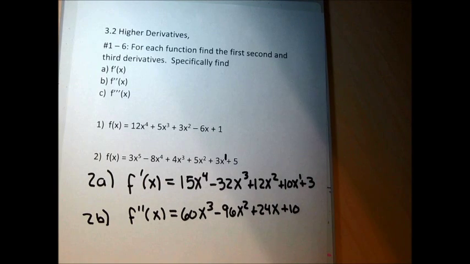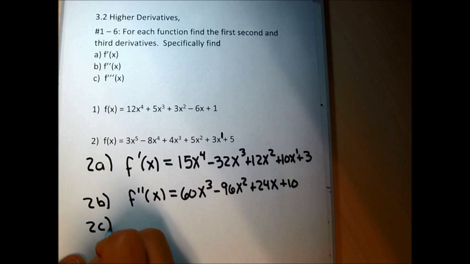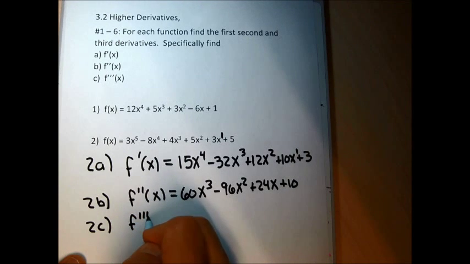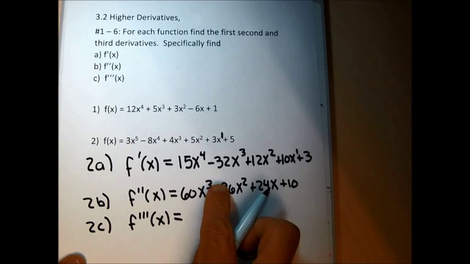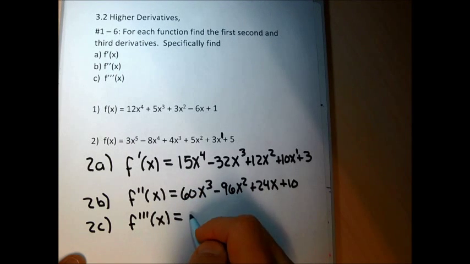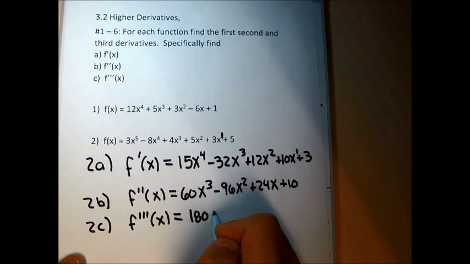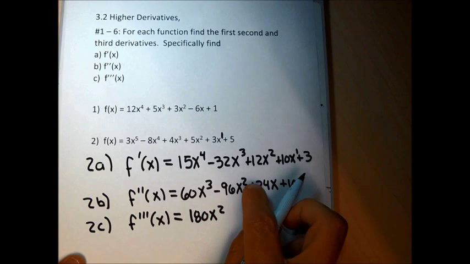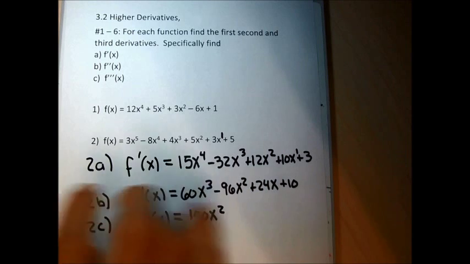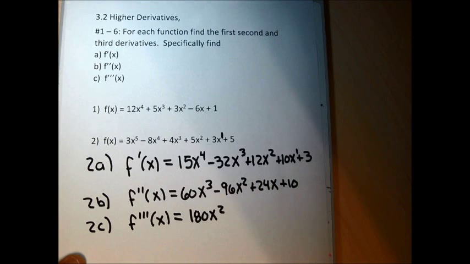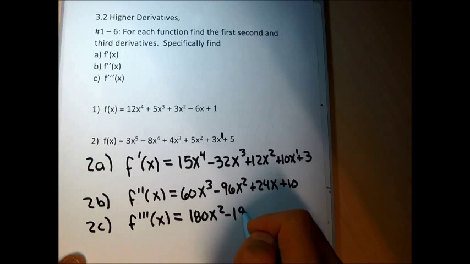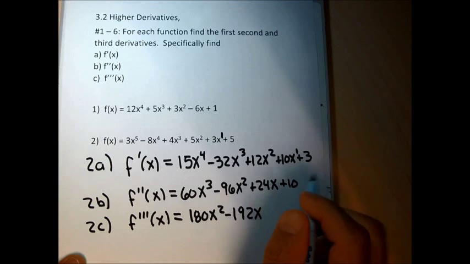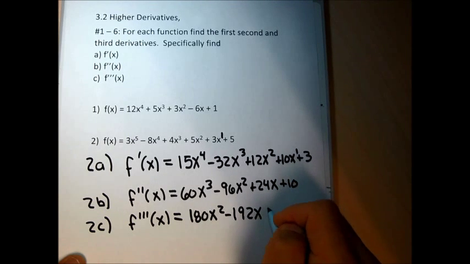Done with part b. On to part c, doing a third derivative. A third derivative is just the derivative of the second derivative. So take the derivative of this. 3 times 60 is 180. Lower the exponent by 1 to x squared. 2 times minus 96, I'm doing it off screen because apparently I can't do that right now. It's minus 192. Lower the exponent to x to the first. The derivative of 24x is just 24.